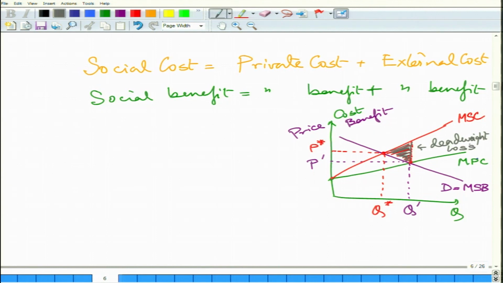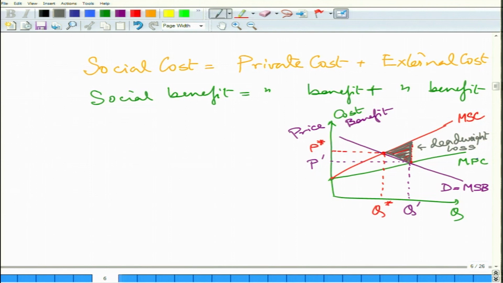Deadweight loss can also be considered an excess burden, or can be called an allocative inefficiency. This particular area. And whenever we have a deadweight loss, it is because I don't realize that my marginal social cost is here, and then I am creating a production which is socially not desirable at all.